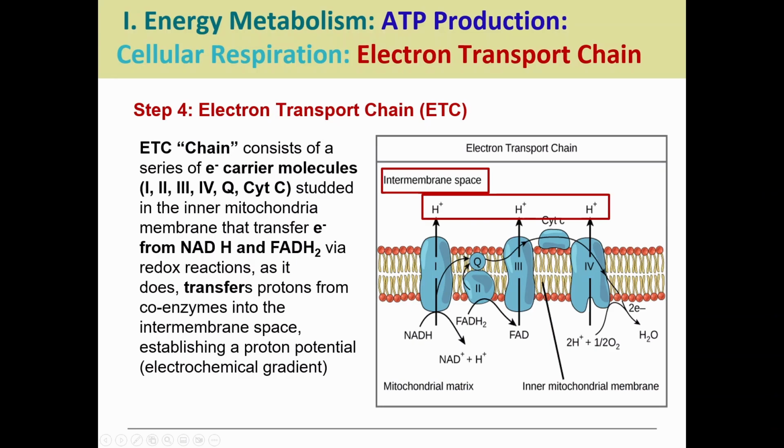Again, I'm not worried about the nitty-gritty, so don't worry about memorizing the numbers and cytochrome C and all that kind of stuff. I'm worried about you understanding the basic concept that these electrons will be passed from each carrier down the line, and as they do that, they lose their energy. They go from a high energy state to a low energy state, and we're using this to also create that really high, like artificially high, proton gradient.